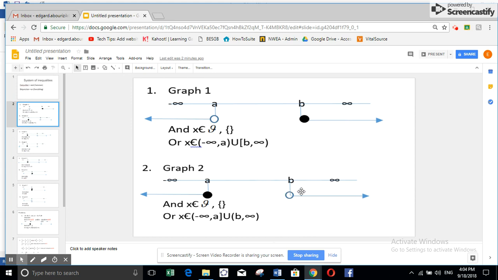The second graph, the same story, but here it is closed, here it is open. Same story, it's empty, you don't have anything in common. And for "or", x belongs to it, closed at A and open at B.